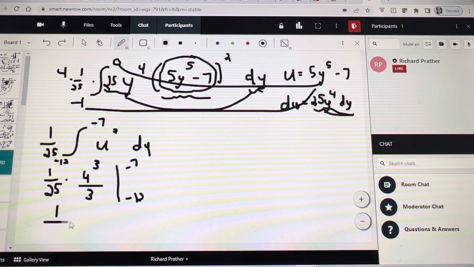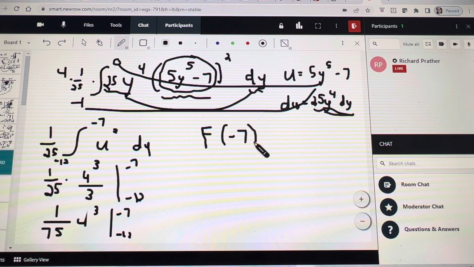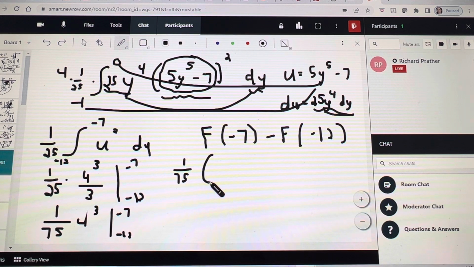So 1/75 u to the 3rd power from -12 to -7. So we need to do big F of -7 minus big F of -12, and you can factor out a 1/75 and wait till the end if you want. So -7 to the 3rd minus -12 to the 3rd.